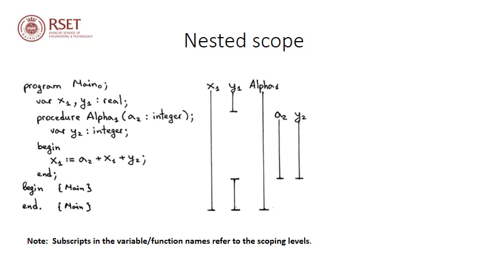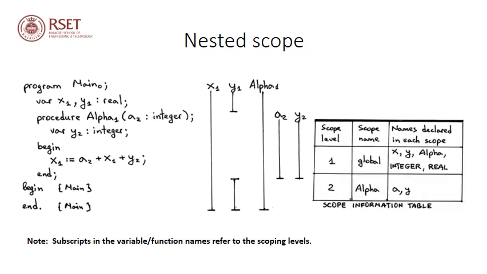Here we'll see how we populate the scoped symbol table for a nested procedure. For this program, we use subscripts in variable or function names to refer to scoping levels. If you notice in the first line, main has been given the subscript 0 to indicate that it's just outside the global scope. Within the global scope, we have variables x and y of type real, and both are given the subscript 1 because they are at scope level 1. In the scope information table, scope level 1 is named global scope, and there we have the variables x and y and also the function name alpha in that scope.